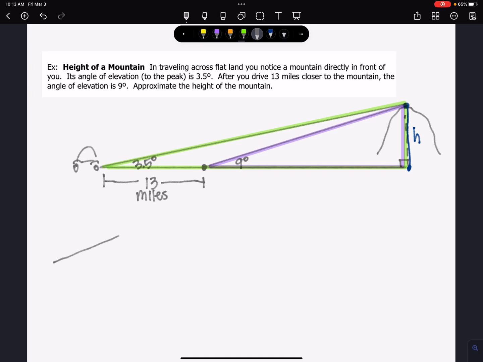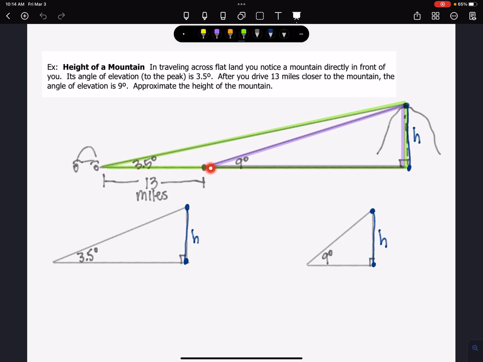I'm going to draw these triangles separately so that you can see. And they're not going to be to scale because I want to draw them side by side. So this is 3.5 degrees. And then this one is going to be 9 degrees. Same height, but this one's going to be 9 degrees, so its bottom leg is going to be a little bit shorter. Okay. So this is still my height. This is my height.